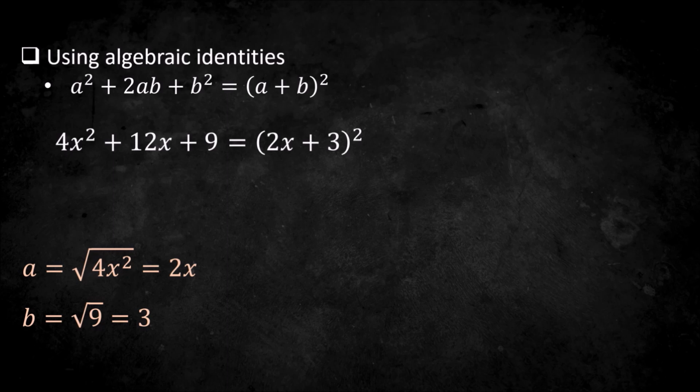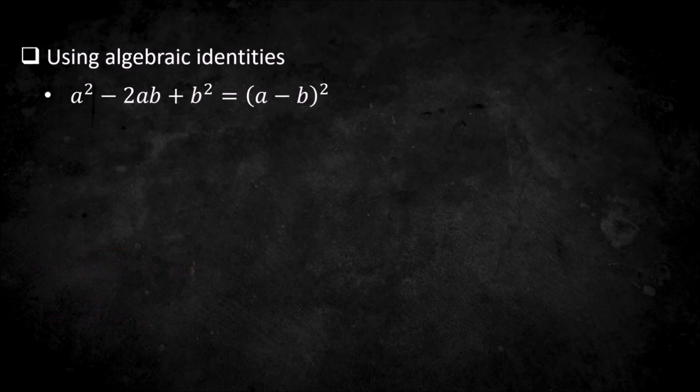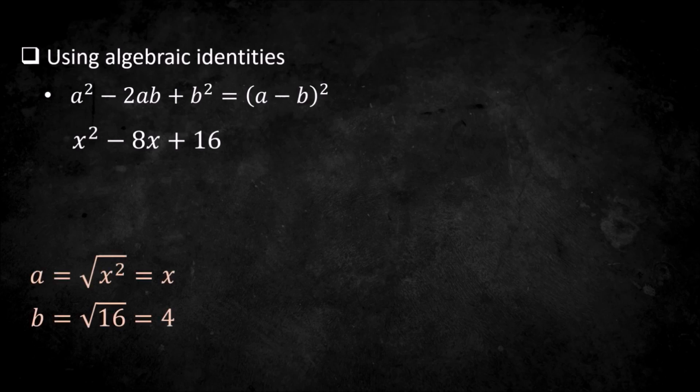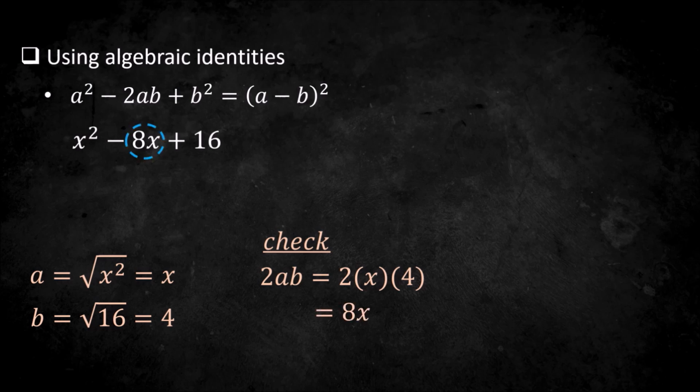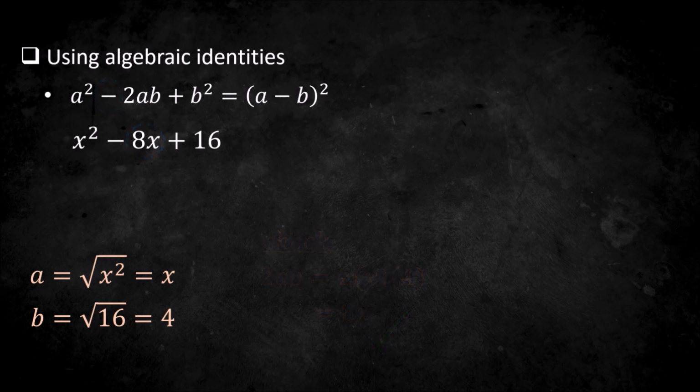Moving on to using the second identity, we have to do the same check as we did for the first identity. For the quadratic expression, x squared minus 8x plus 16, the term a is x, and the term b is 4. The result of 2 multiplied by a and by b is 8x, which is the correct term. Please note that the 2ab term is 8x and not negative 8x. The negative sign has been accounted for in the identity. The factorized form is the square of x minus 4.